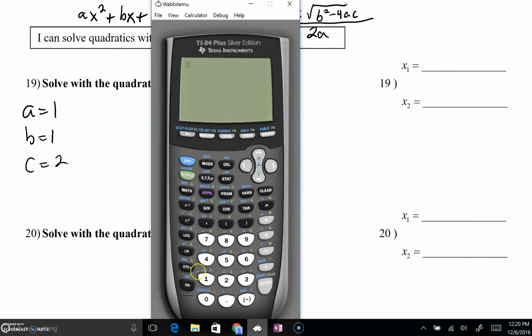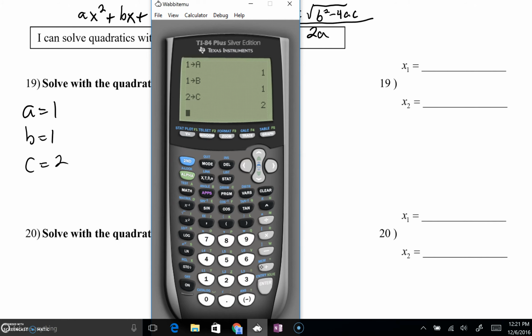What we're going to do is store these values in. I'll hit 1, hit the store button, and then hit alpha A, alpha math. And if you look at the math button right above there, you see the letter A. Hit enter, hit 1, store. We'll hit alpha apps, that's where you can see the B. Finally, let's hit 2, store, and we'll hit alpha C. And you're going to get a 2 there.